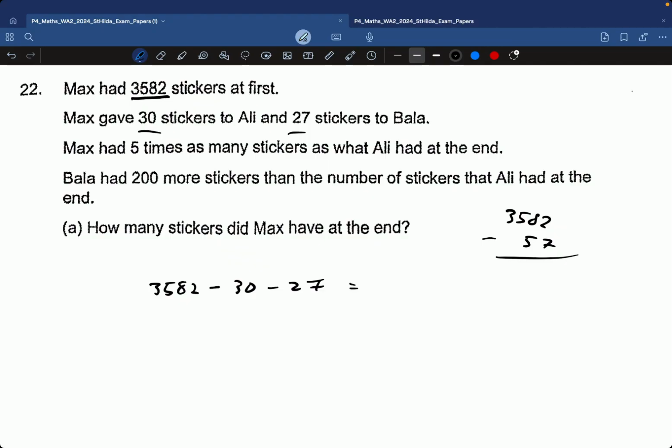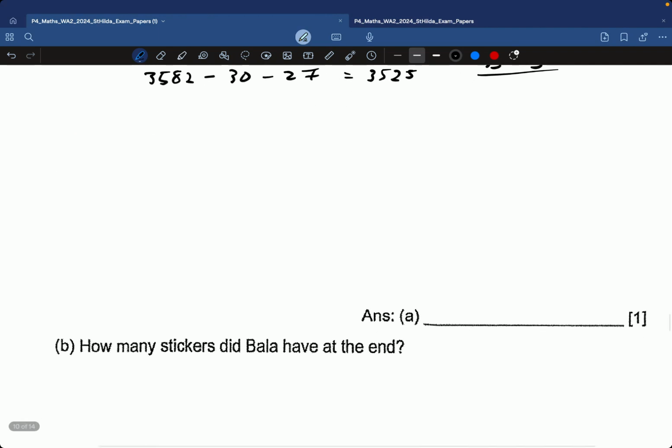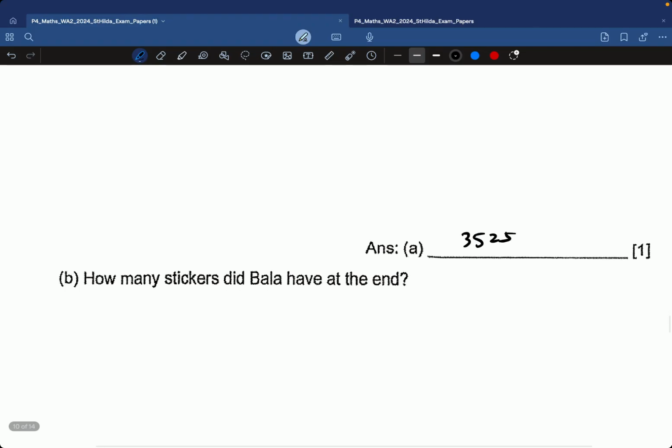So 2 minus 7, borrow, 12 minus 7 is 5. 7 minus 5 is 2. So it's 3,525. Okay, so the answer is 3,525 stickers at the end. It's pretty straightforward. All right, the next question is how many stickers did Bala have at the end?